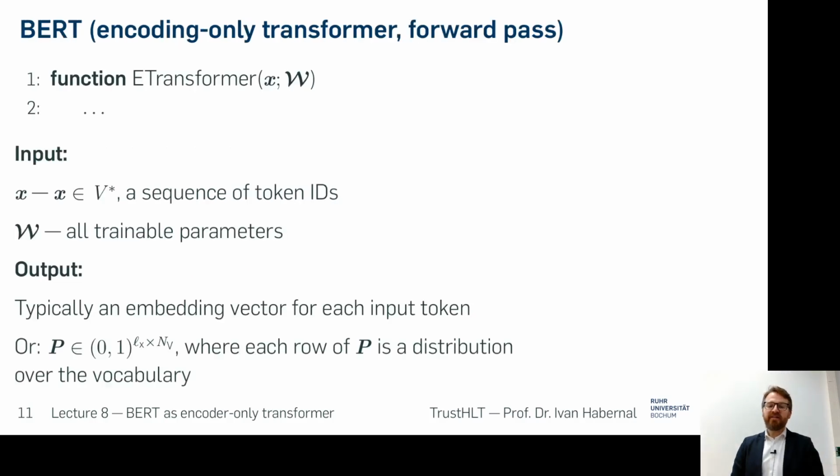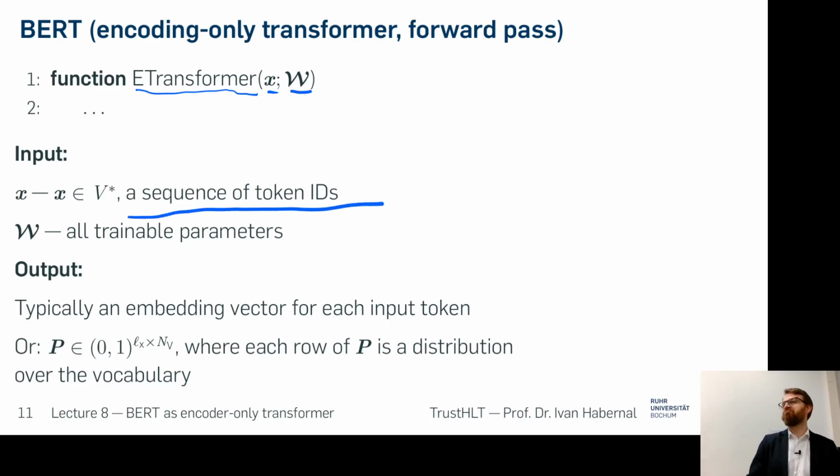So BERT is basically a function. We can call it the encoder transformer, and the input is x, and there are some parameters. So what is the input? The input is a sequence of token IDs. So far, so good, right? I mean, what is a token ID? We have a vocabulary of tokens. They could be subword units, SentencePiece, WordPiece, everything we talked about already. So the input is a sequence of token IDs.